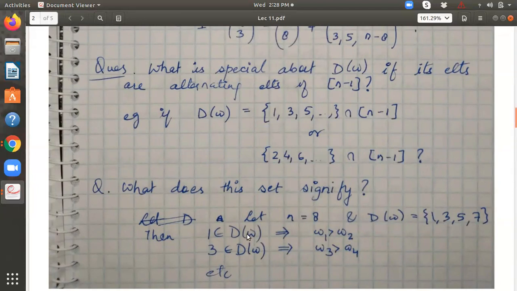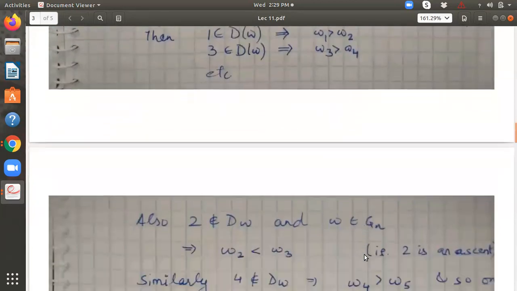So 1 belongs to dw implies that w1 is bigger than w2, right? Similarly, if 3 belongs to dw, I know that w3 is bigger than w4. Similarly, if 5 is there, w5 is bigger than w6 and w7 is bigger than w8, right? Also, 2 is not in dw.